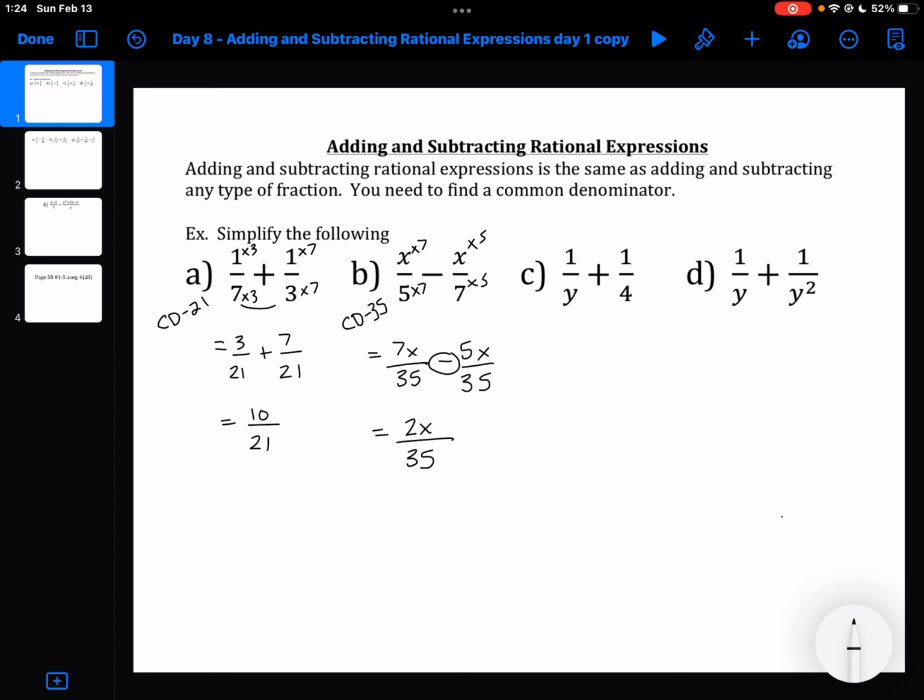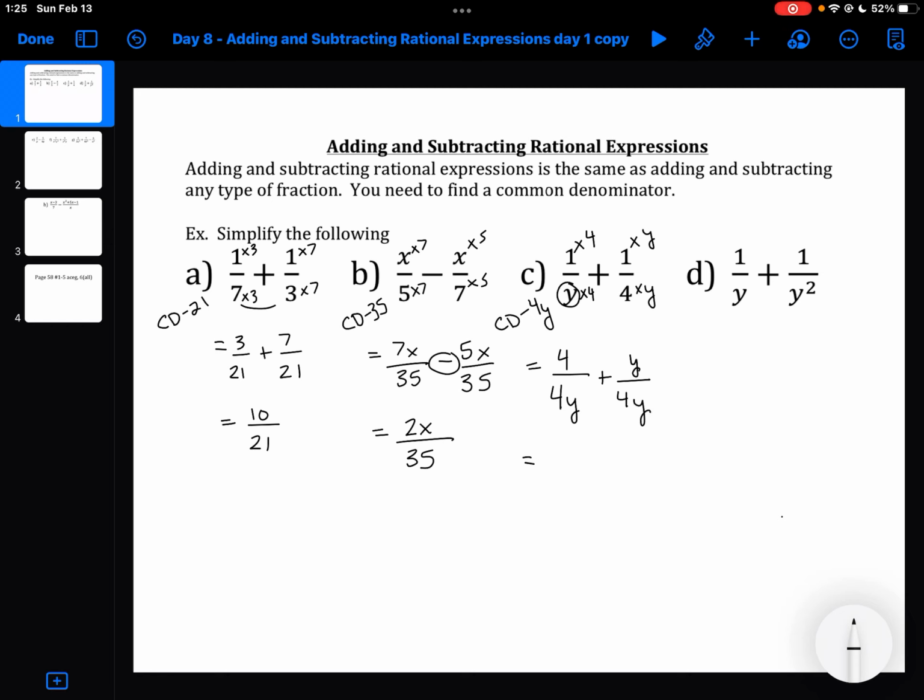In my next example, now I have a variable on the bottom. So I'm going to find my common denominator in the same way by multiplying the y and the 4 together, which gives me 4y. My left-hand fraction, I'm going to multiply the top and the bottom by 4 to change my denominator to 4y. And I'm going to multiply my right-hand fraction by y, top and bottom, to change my denominator to be 4y. That means my two new equivalent fractions are 4 over 4y and y over 4y.